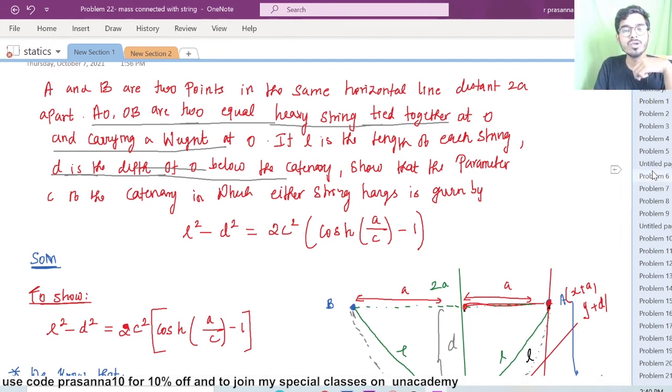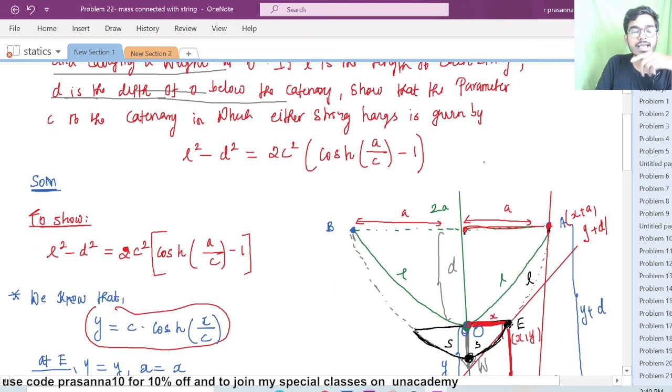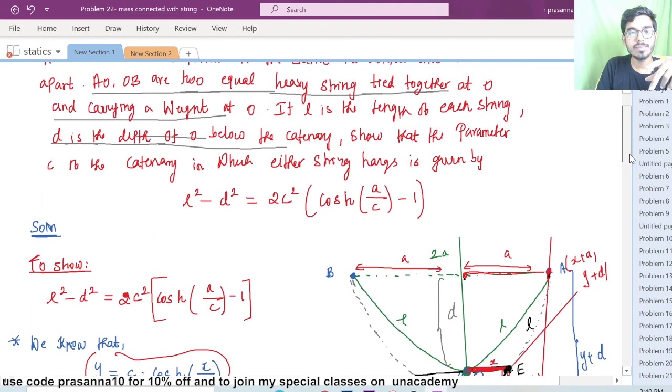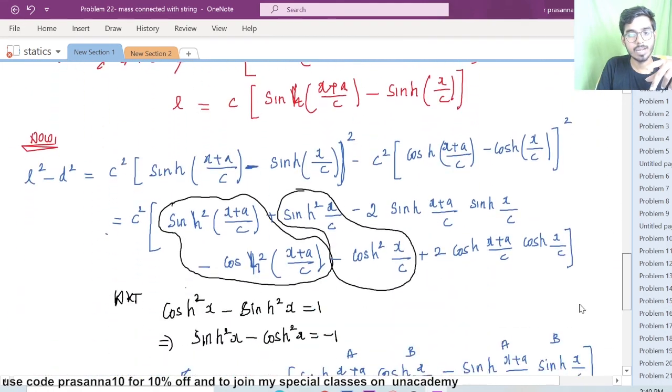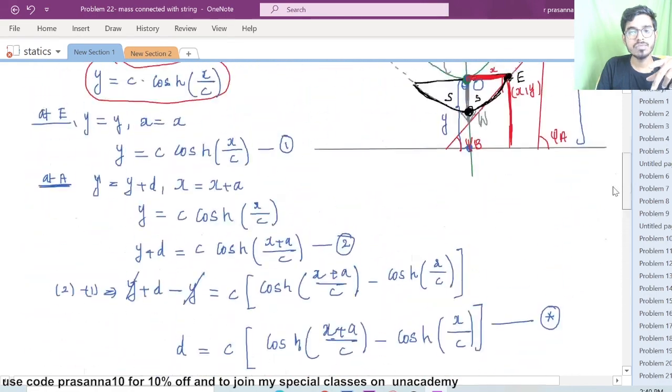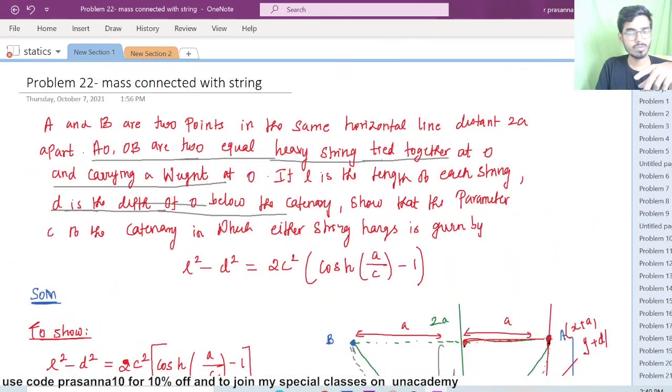Very, very easy problem. I'm applying two relations at E and A, finding L and D. After that I'm squaring and subtracting, right? So very, very easy. In the next video we will solve the 23rd problem. Yes, thank you.